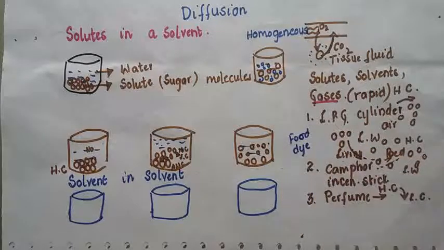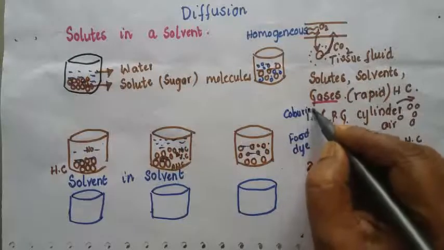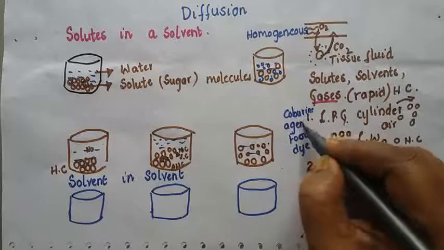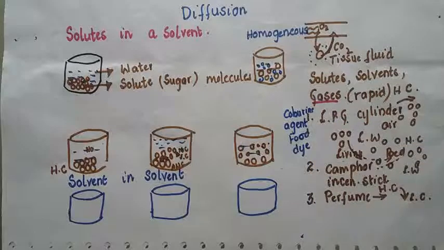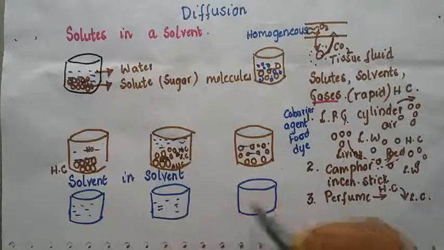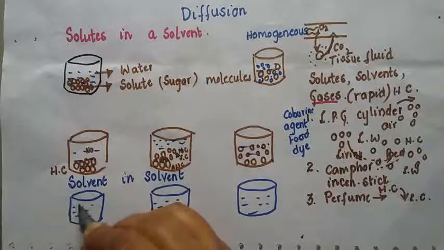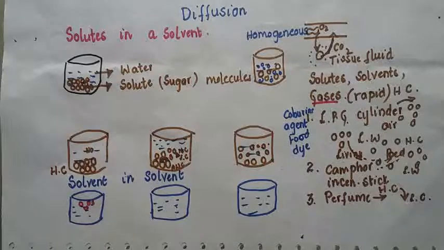Food dyes, or any coloring agent. It can be your watercolors. So when you add the food dye, which is in a liquid form, into water in a beaker, when you just add a few drops of the dye, what happens?